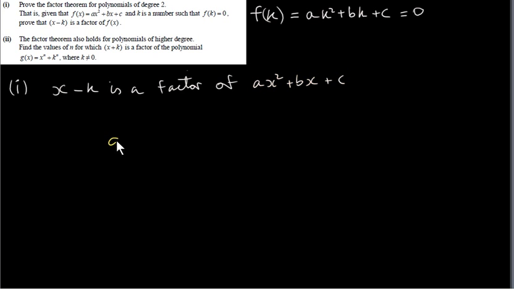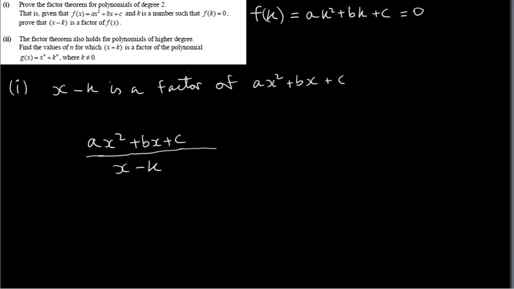In other words, if we take ax squared plus bx plus c and divide it by x minus k, we must get no remainder. So x minus k must divide evenly into this, if you like. Or in other words, we should be able to write ax squared plus bx plus c as a multiple of x minus k. So let's look at this fraction and let's use this result here.